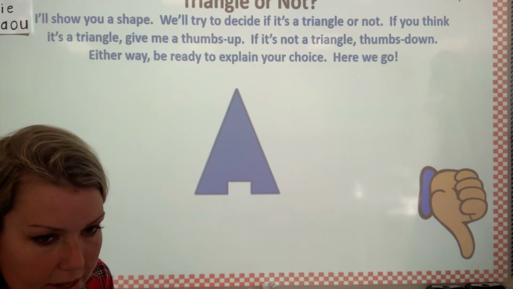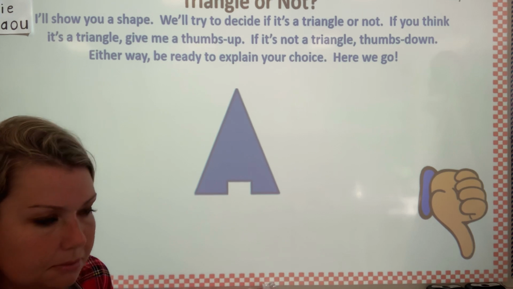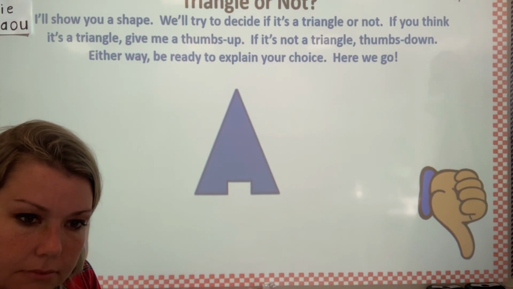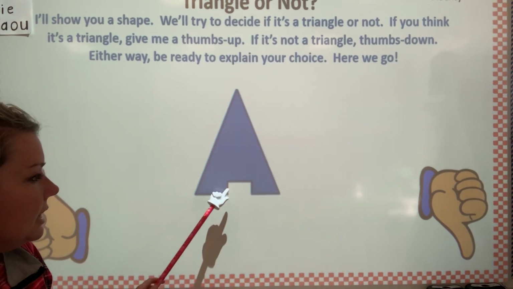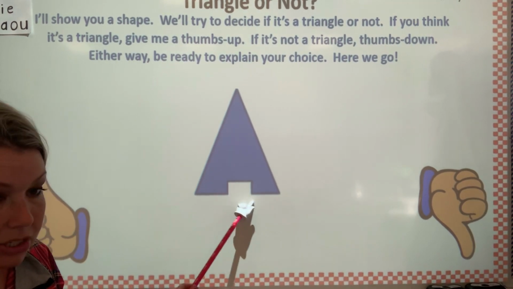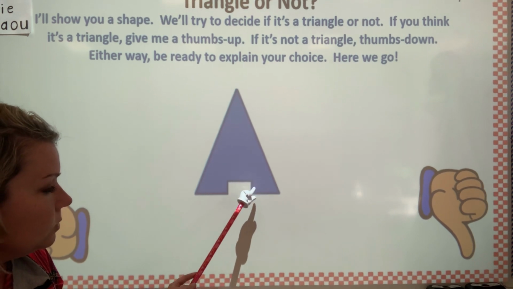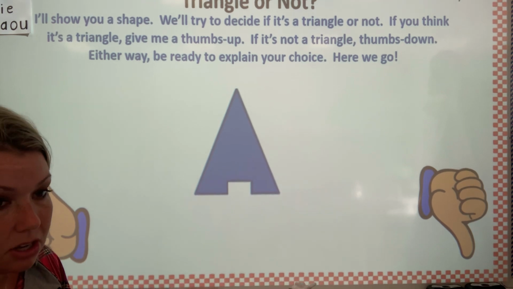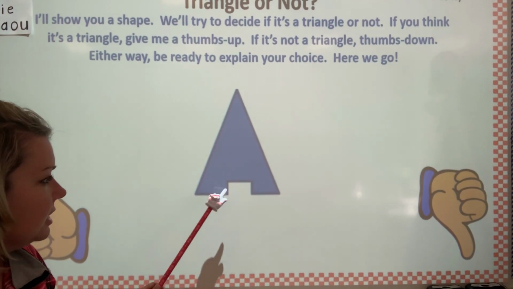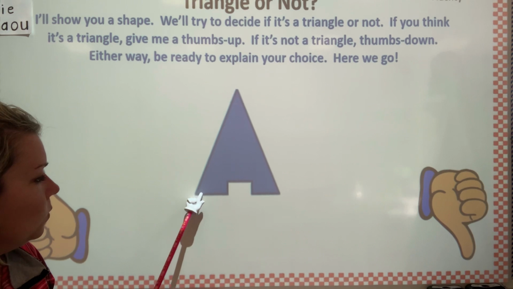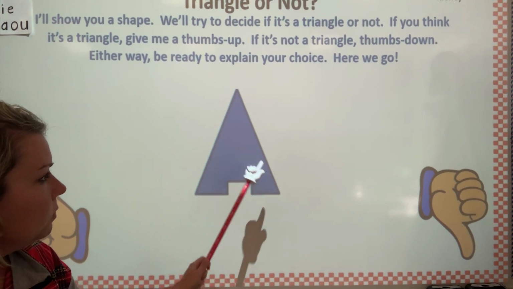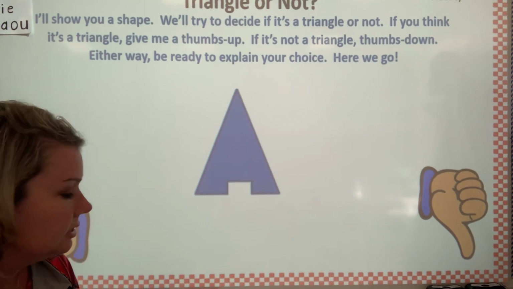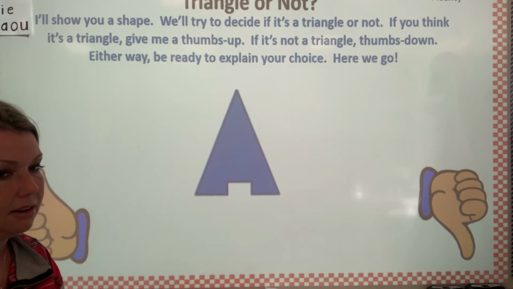Jonyan, why else is this not a triangle? Because it has a hole on the bottom. Gotcha. Well, it looks like it's open, but it's still closed. But that would be a good point, Jonyan. If this was open, very good. Let's see how many corners it has. 1, 2, 3, 4, 5. 5 corners. Does a triangle have 5 corners? No. This is definitely not a triangle.